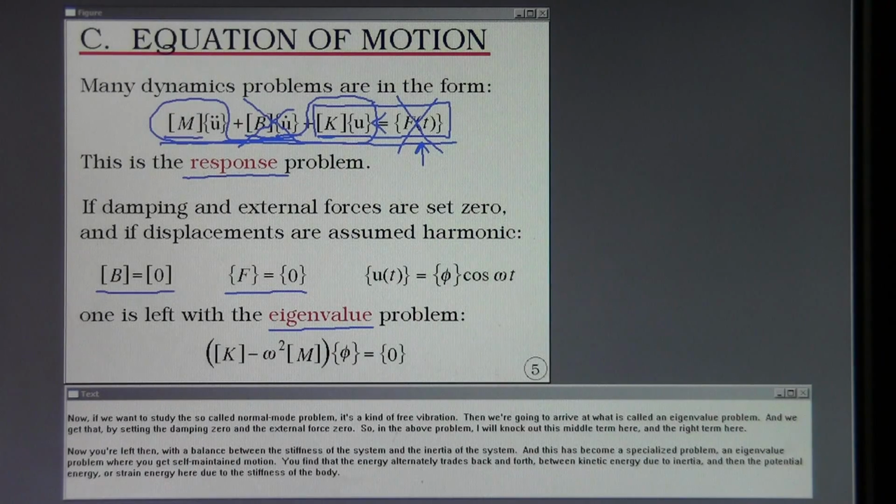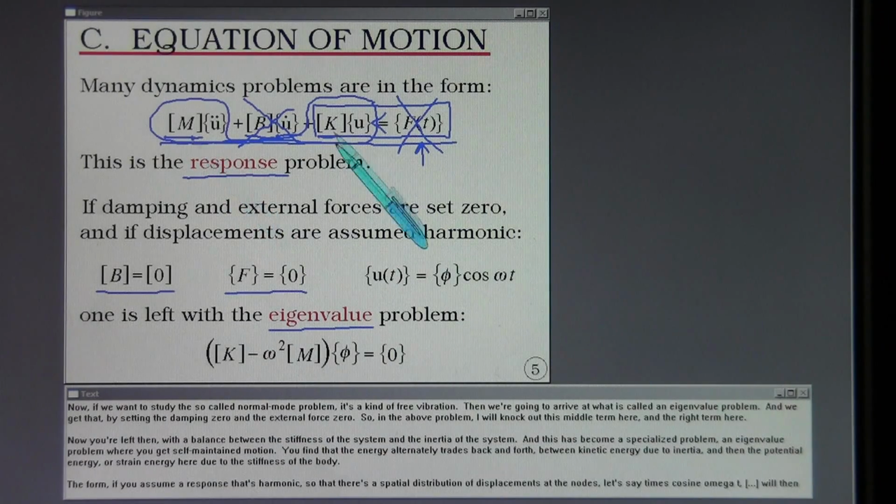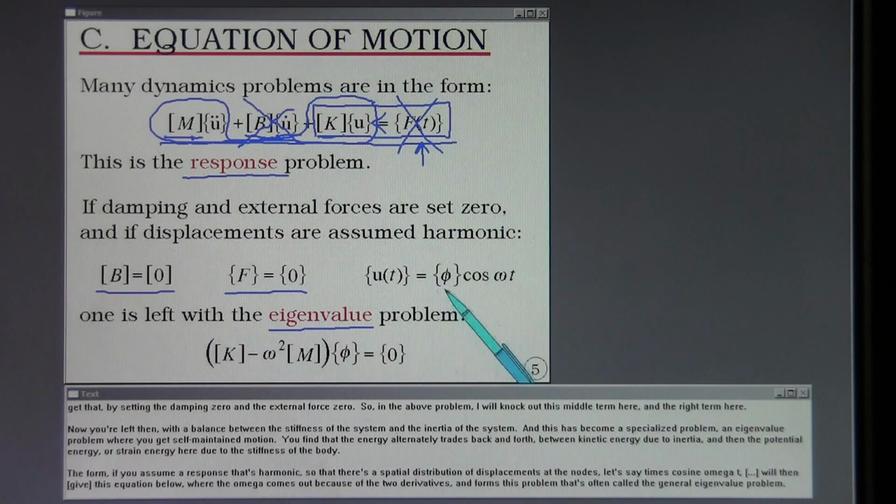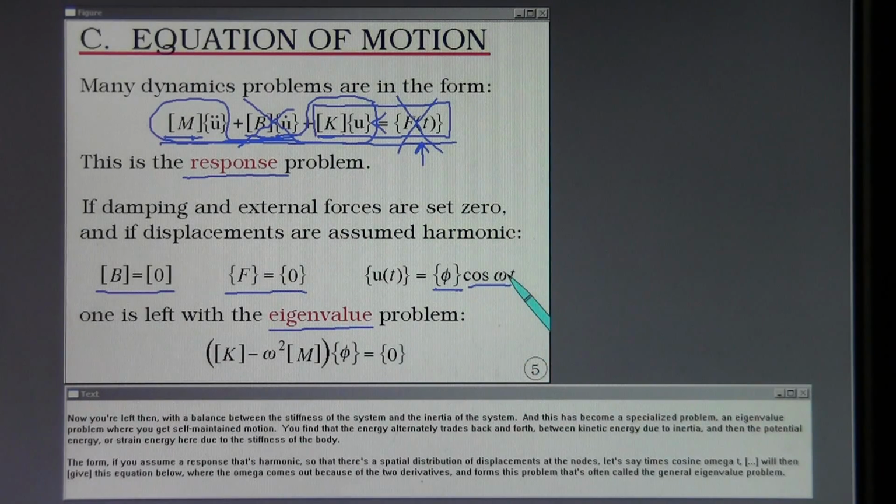You'll find that the energy alternately trades back and forth between kinetic energy due to inertia and then the potential energy or strain energy here due to the stiffness of the body. The form, if you assume a response that's harmonic so that there's a spatial distribution of displacements at the nodes, let's say, times cosine omega t, you will then get this equation below where the omega comes out because of the two derivatives and forms this problem that's often called the general eigenvalue problem.